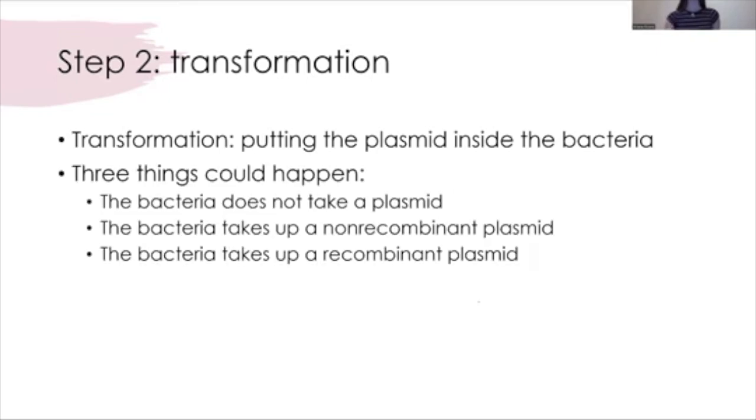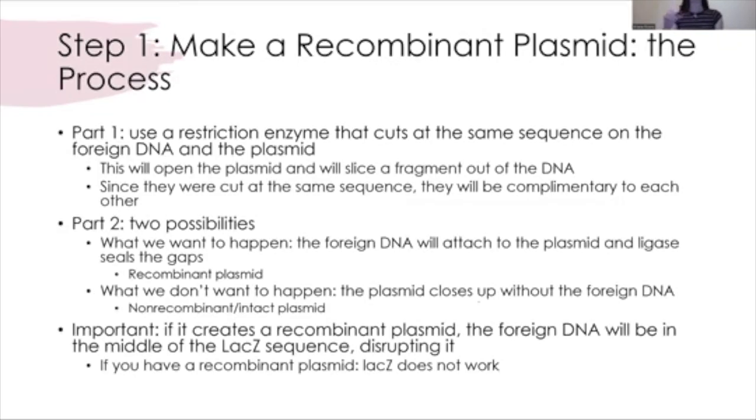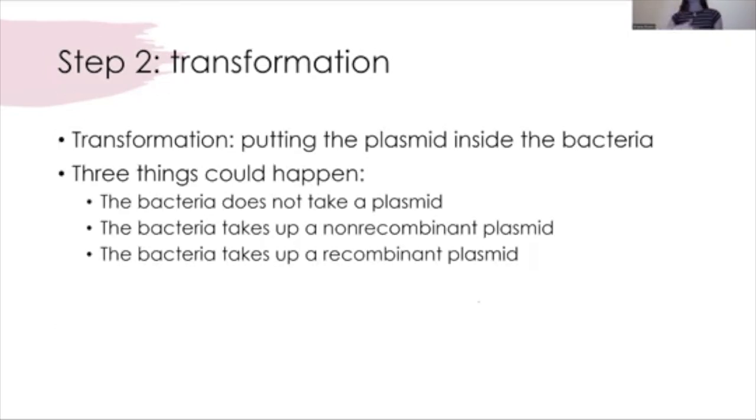And at this stage, there's 3 things that could happen. So remember, we had 2 types of plasmids formed. We had non-recombinant and recombinant. So 2 options are that the bacteria takes up the non-recombinant or the bacteria takes the recombinant. And our last option is that the bacteria just refuses a plasmid. It does not want one. So you have 3 types of bacteria: no plasmid, non-recombinant plasmid, recombinant plasmid.